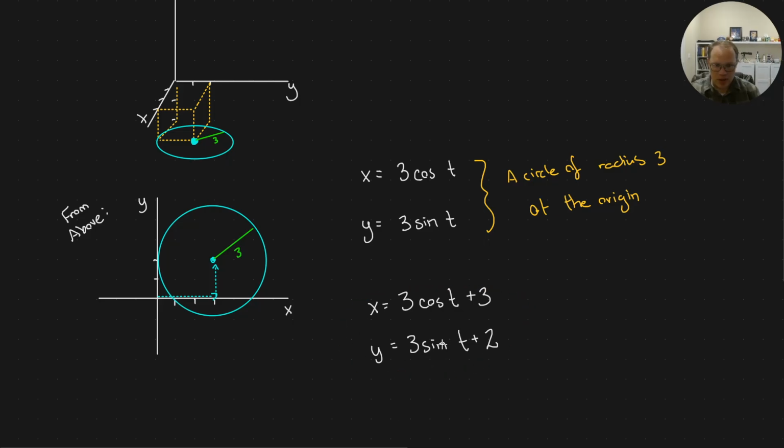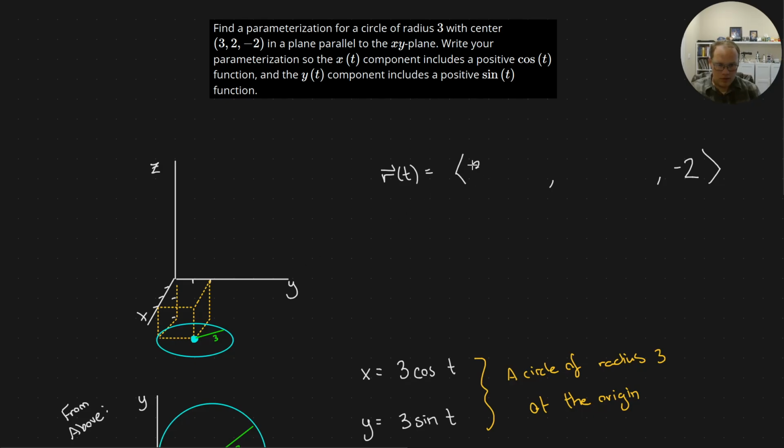So let's take those and plug them in up here. 3 cosine of t plus 3, and 3 sine of t plus 2. The 3 cosine t, 3 sine of t give us a circle of radius 3. By adding 3 to the x and adding 2 to the y, it shifts the x and y coordinates of the center to (3, 2). And then I just shift it down to the plane z equals -2. That's going to be our answer.